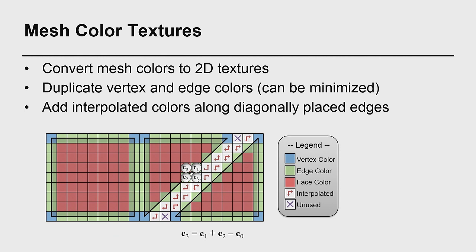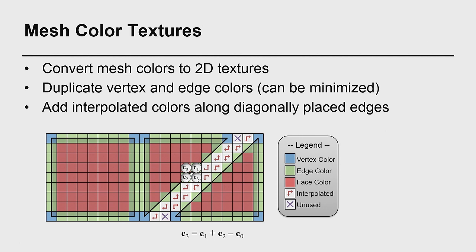The main idea is sort of obvious, right? GPUs don't understand mesh colors. They are designed for filtering 2D textures. If you want to use mesh colors on the GPU using the existing texture filtering hardware, you need to pack mesh colors as if they are 2D textures. So we convert mesh colors to 2D textures. Naively doing this would duplicate the vertex and edge colors, which is not too bad, but this can be minimized. If you have neighboring faces sharing edge colors and vertex colors, you can just place them together so you won't have that duplicated data.